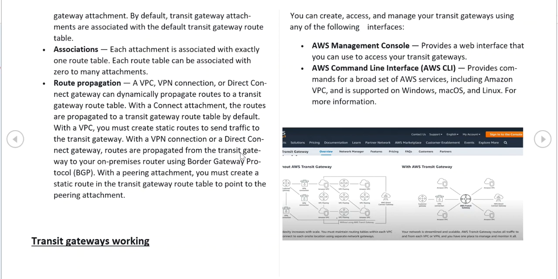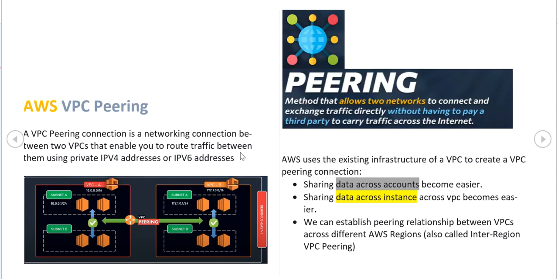Then we have to understand what AWS VPC peering is. Why would you use peering? An AWS VPC peering connection is a network connection between two VPCs that enables you to route traffic between them using private IPv4 addresses or IPv6 addresses.